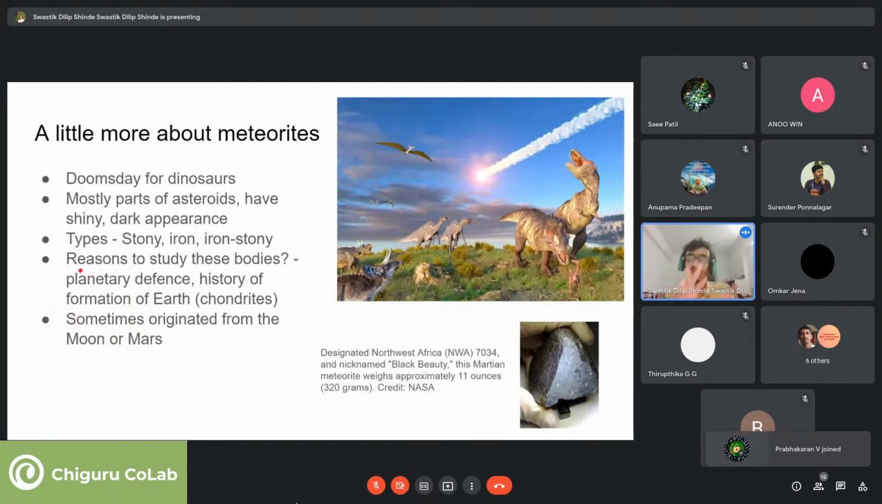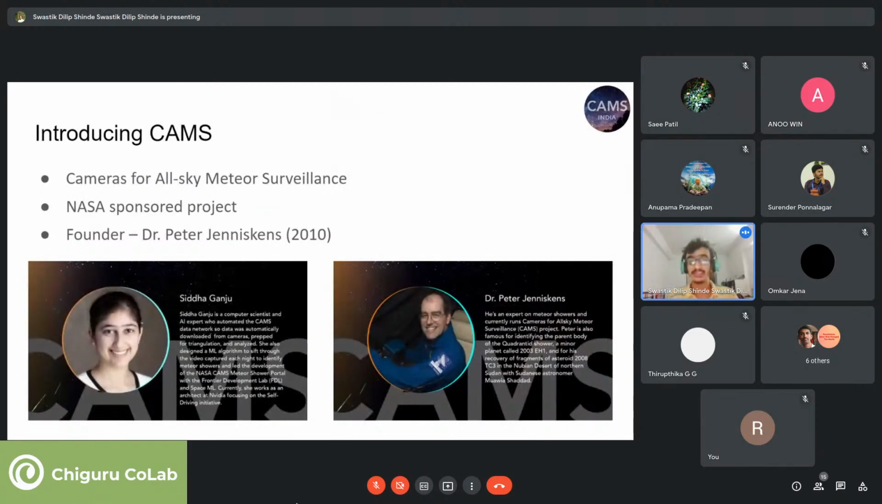Now let me come to CAMS, and how, in all this big picture of meteors, meteorites, asteroids and comets, CAMS fits in. Let me first introduce CAMS. CAMS stands for Cameras for All Sky Meteor Surveillance. It is a NASA sponsored project, founded by Dr. Peter Jenniskens, who is a senior scientist at the SETI Institute. SETI stands for Search for Extraterrestrial Intelligence.